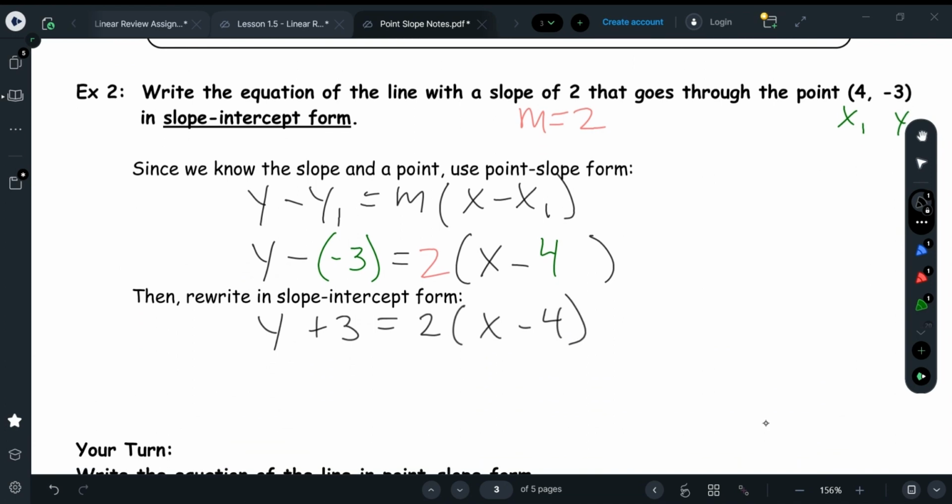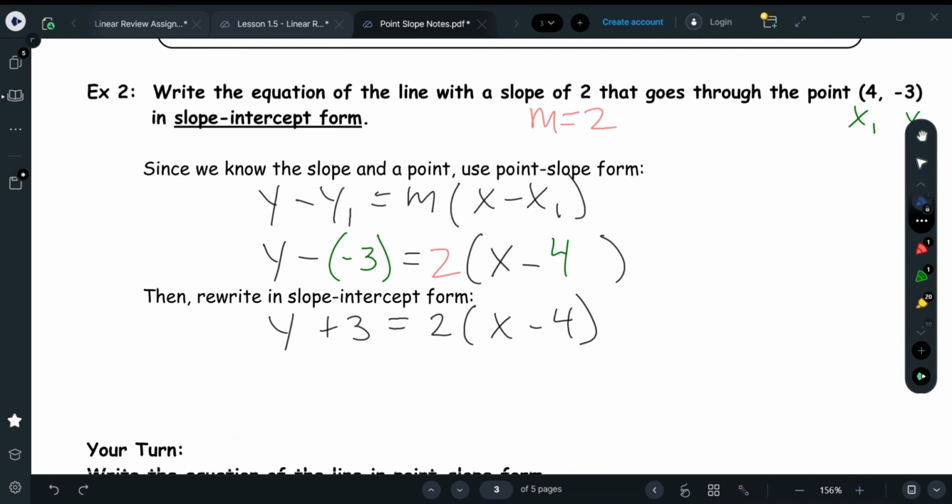Now we're going to start with that, and you see what it says here? Rewrite in slope intercept form. Okay, just a reminder of what slope intercept form looks like. It's this, y equals mx plus b. So we want to convert this equation to something that looks like this. So how do we do that?